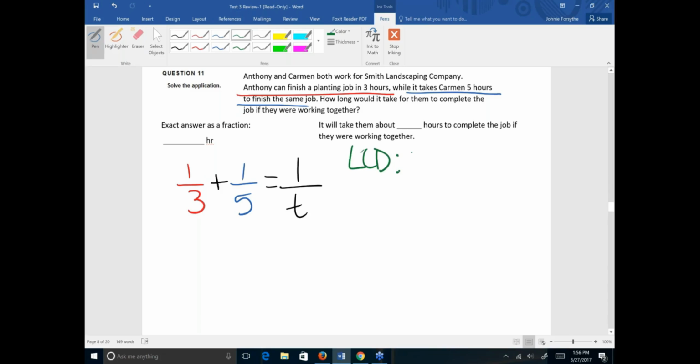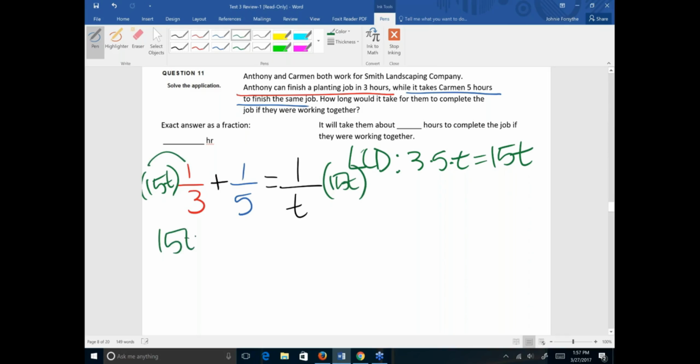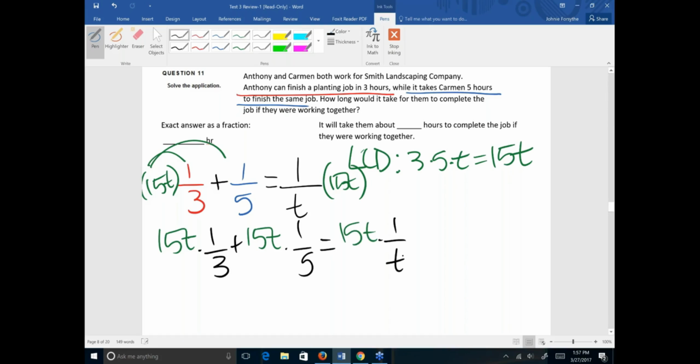So we have a 3, 5, and a t. So 3 times 5 times t is going to give me my least common denominator, which is 15t. So now we're going to multiply everything here by the least common denominator. So let's multiply 15t, everything here, 15t, everything there. So now let's distribute. So 15t times 1 over 3 plus 15t times 1 over 5 equals 15t times 1 over t.